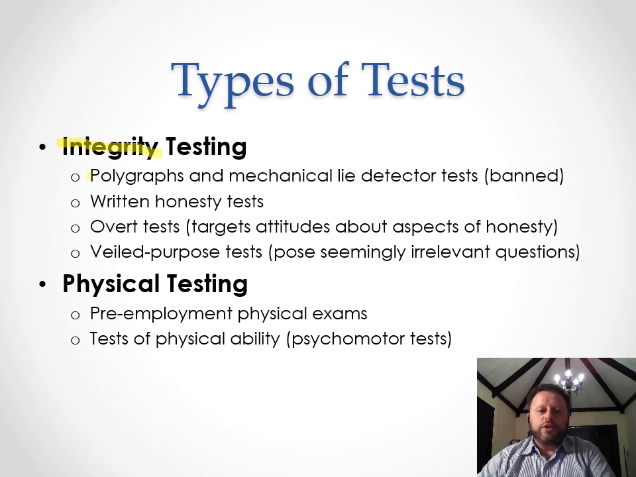Now, a polygraph is a lie detector test. That is mechanical, which means they actually hook you up to a machine. It could be they put a sort of cord around your chest to see how your chest expands. You test your breathing. It could be that they put electrodes on your forehead to test your sweat. It could be that they put something on your wrist to test your heart rate. There's a lot of different things that they can do.